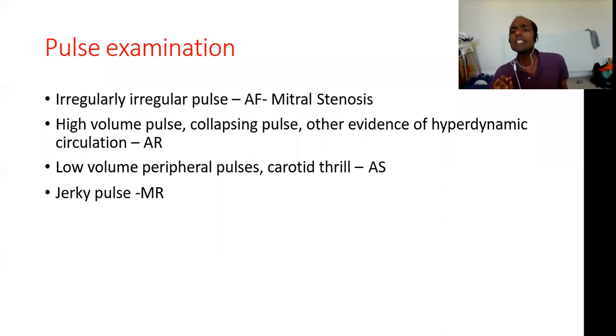Feel the pulse. It is irregularly irregular. What does that mean? Irregular pulse means atrial fibrillation. Harida, atrial fibrillation. Atrial fibrillation means left atrium is dilated. Okay, and then this is almost always due to mitral stenosis. Okay, in our setting. There are a lot of other causes of atrial fibrillation, but in our setting, atrial fibrillation is most often due to mitral stenosis and also sometimes due to pure mitral regurgitation.